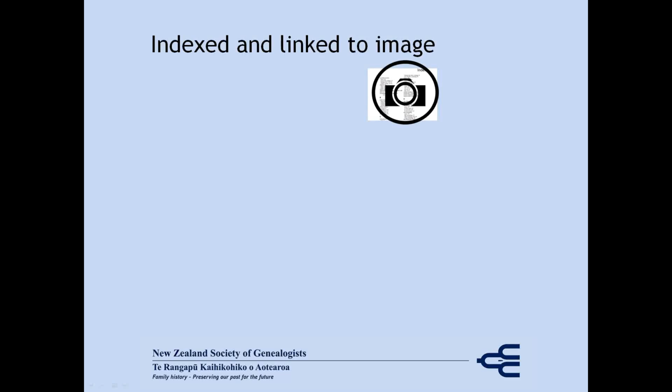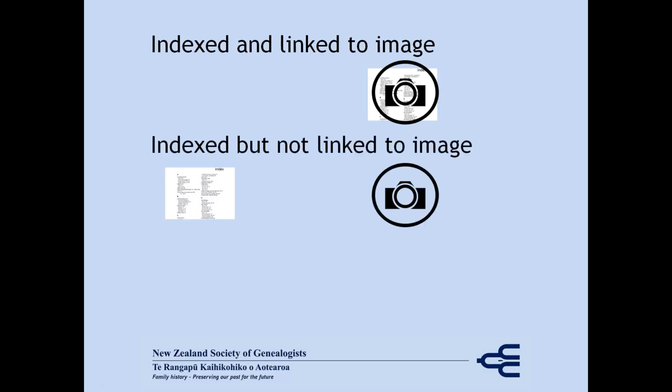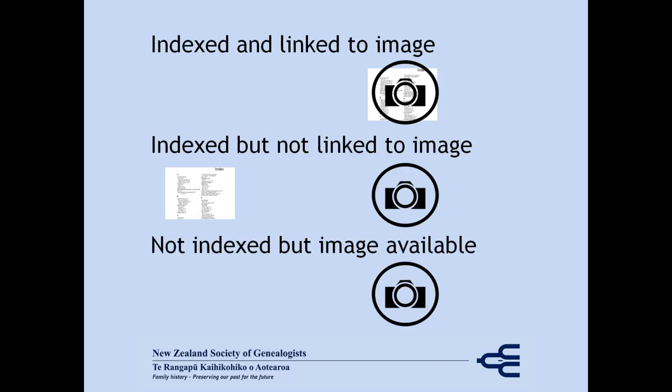Indexed and linked to an image, which is easy, you just click on the link and off you go. But a lot of images are indexed and not linked, or not indexed at all. The solution to both of these is then to go and browse through the records. If it's been indexed, it'll be easier because you'll know where to go and look. But if it hasn't been indexed, you may need to look through quite a number of records before you find the one you need.